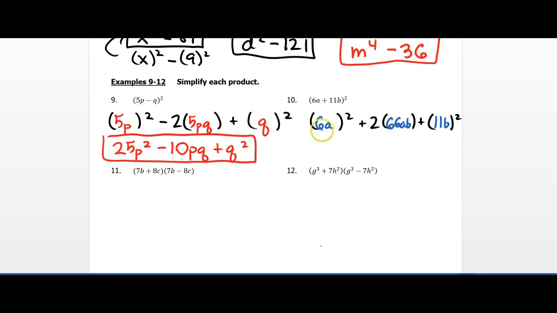Okay, so the term 6a squared is going to be 36a squared. 2 times 66ab is going to be 132ab. And then 11b, that squared, is going to become 121b squared.